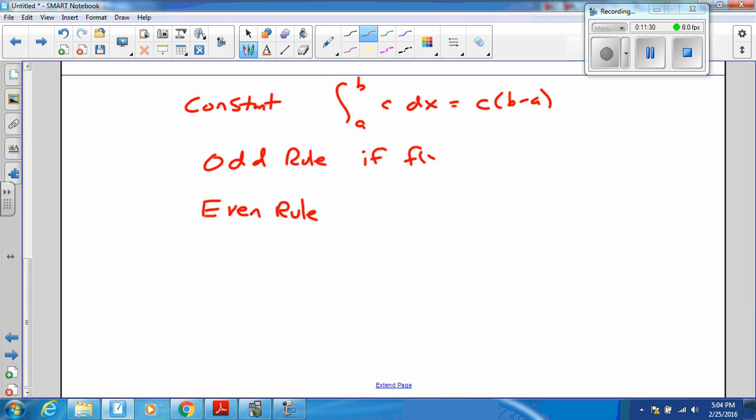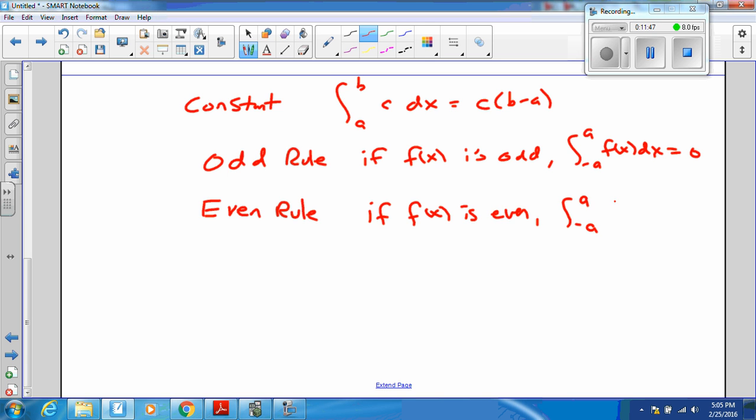If f of x is odd, then the integral from negative a to a of f of x will be 0. And if f of x is even, then the integral from negative a to a of f of x is twice the integral from 0 to a of f of x. Sadly, if f of x is neither odd nor even, then we can't say anything about the integral from negative a to a of f of x in general.